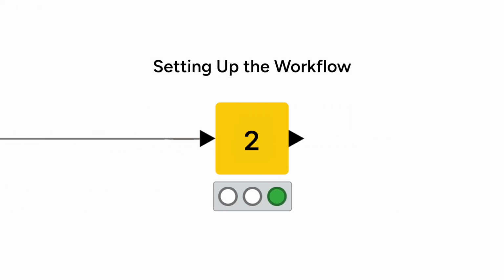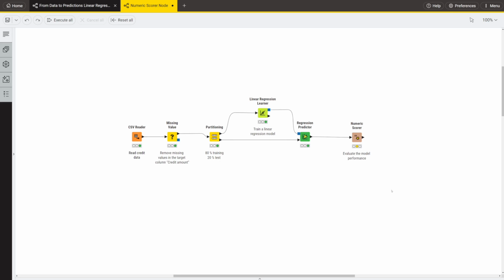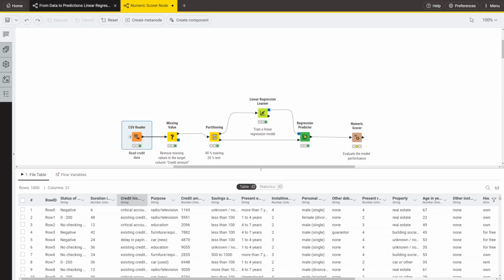Let's take a look at the workflow that trains and evaluates a regression model. Here you read and pre-process data to train a linear regression model and apply it to the test set. The problem at hand is to predict the amount of a credit. The data include information on credit customers such as their credit history, credit purpose, property, and credit amount.